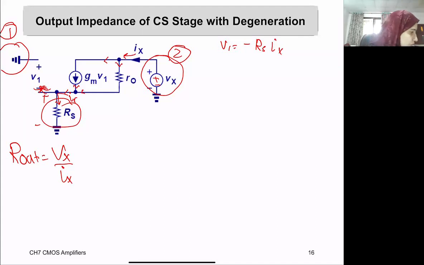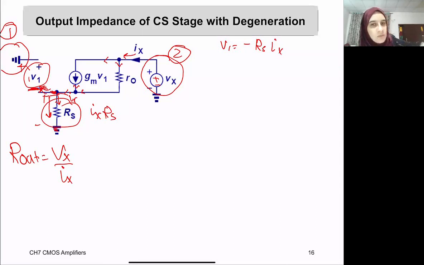Now from this node to ground, in this direction, the voltage here is Ix multiplied by Rs. But V1 has an opposite polarity. The negative sign is here and the positive sign is up. Therefore, V1 is the opposite of the polarity across Rs, which is Rs multiplied by Ix. That's why this negative sign came from. That is here. Okay.